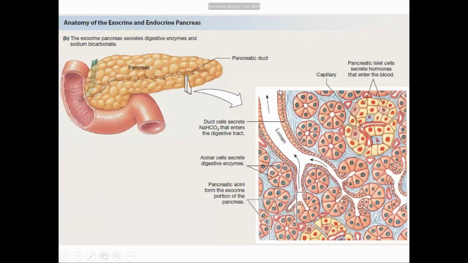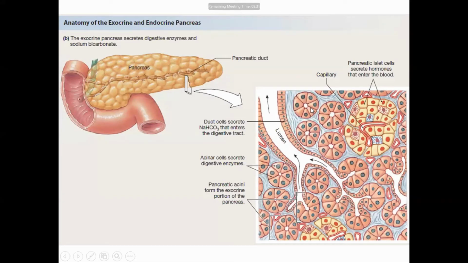Like in the salivary gland, there are ductal cells and acinar cells. So in the pancreas also, there are the acinar cells and the ductal cells. These acinar cells release the enzyme component of the pancreas, whereas the ductal cells release the bicarbonate. Acinar cells release the enzymes.